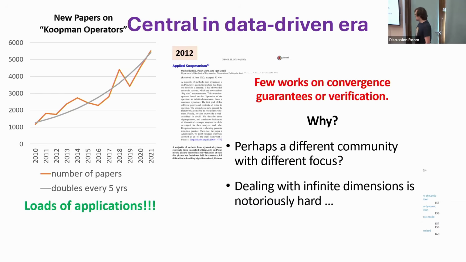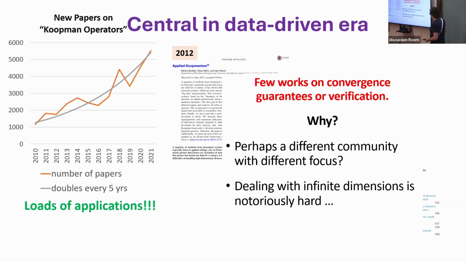Okay, so there's a few people in the room who've done really good work on that. But why is there this gap? Why out of all of these papers are there very few on rigorous guarantees? Perhaps it's a different community with different focus, I don't know. And this is part of the point of this I&I program, to get people mixing together and talking to each other. But also, dealing with infinite dimensions is really hard.